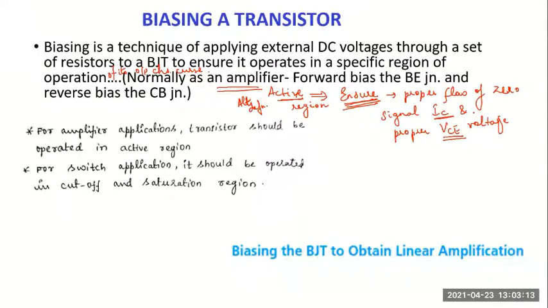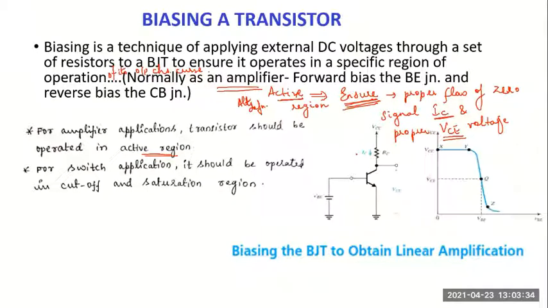So whenever we want amplifier applications, the transistor should be operated in the active region. So we will bias it to work in the active region. And for switching applications, it should be operated between cutoff and saturation. So whenever it is working like a switch, we will be moving the transistor between cutoff and saturation. This is just an example of where we have biased the transistor to make it work like an amplifier.